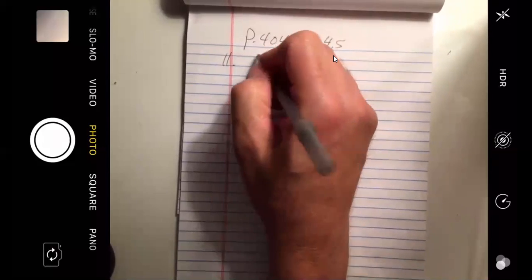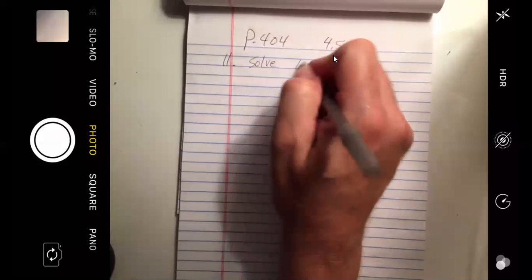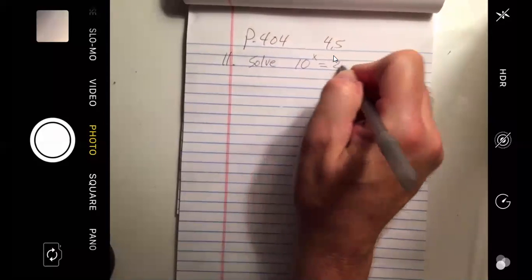Well, I'll try a simpler one just to get you warmed up, but you can't do it in your head. Problem 11, and then we'll do a harder one with more steps down the page. But we're still on page 404. This is 4.5. First problem of that next section, 11: solve 10 to the x is equal to 25.